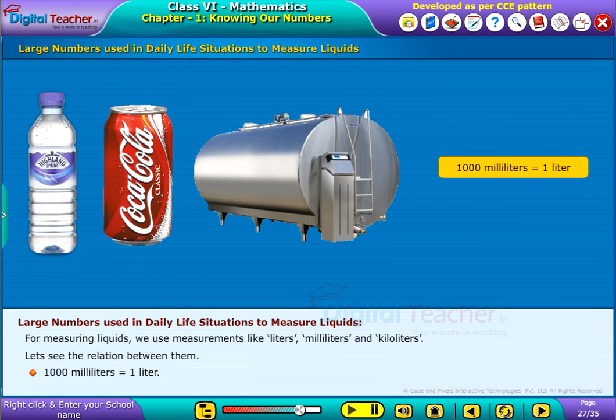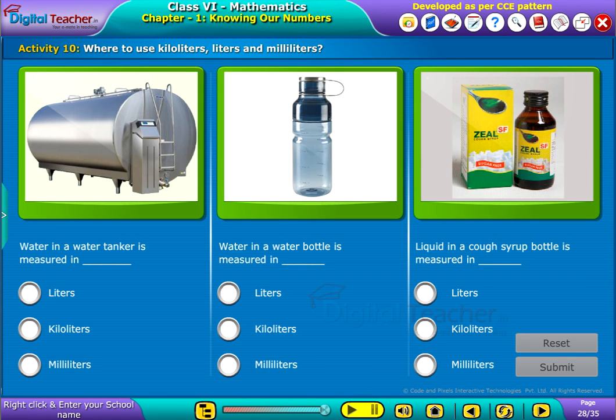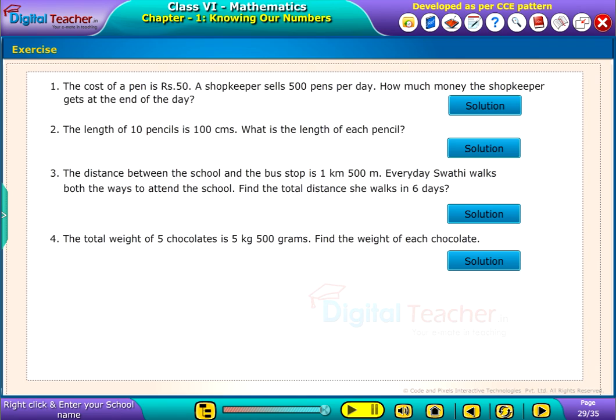1000 milliliters is equal to 1 liter. 1000 liters is equal to 1 kiloliter. Let us see where to use kiloliters, liters, and milliliters. Click the appropriate options for the following blanks. Let us solve a few exercise problems. Click the tab to view solution.